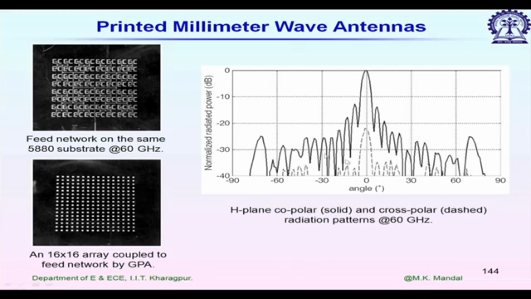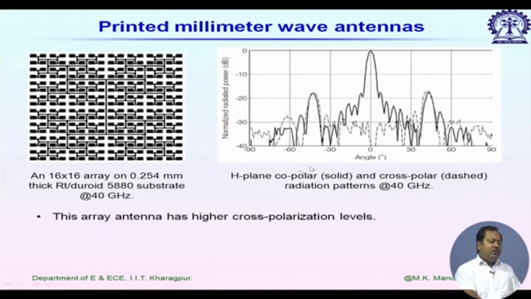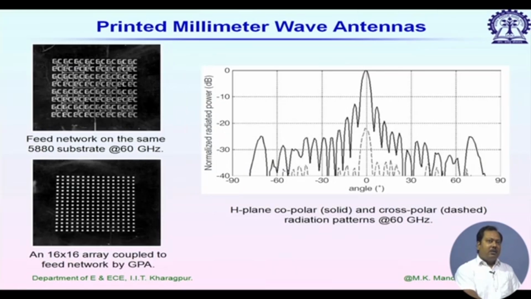And now, look at the radiation pattern, copole and cross pole level. The cross pole level shown by these dashed lines is now much below in comparison to the previous figure. So, we can improve the cross pole level significantly by using a separate substrate for the feed network and the radiating patches.